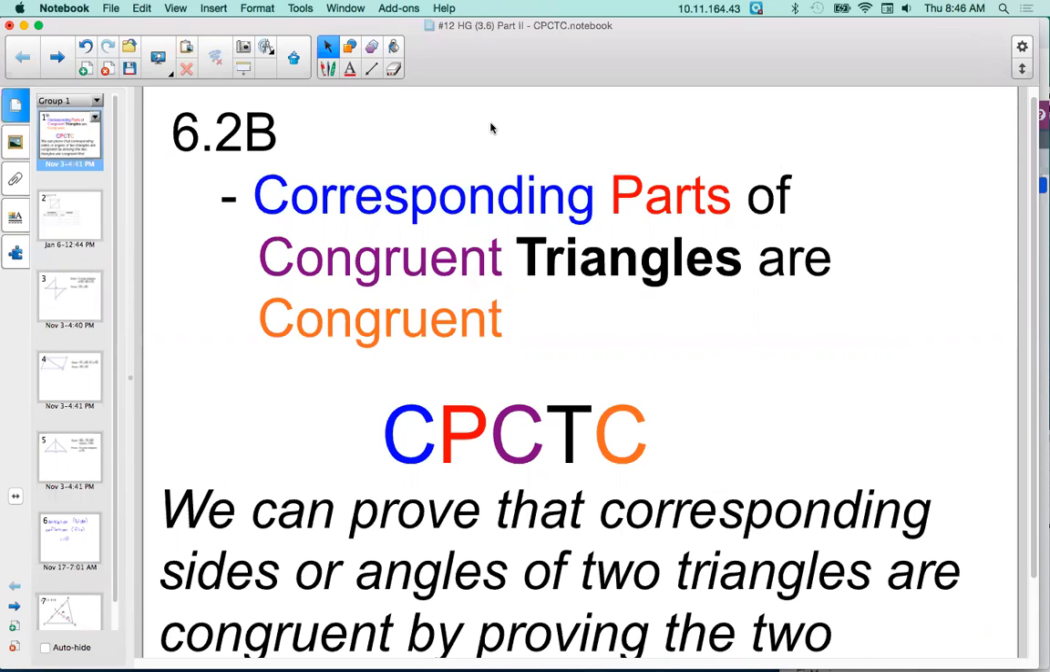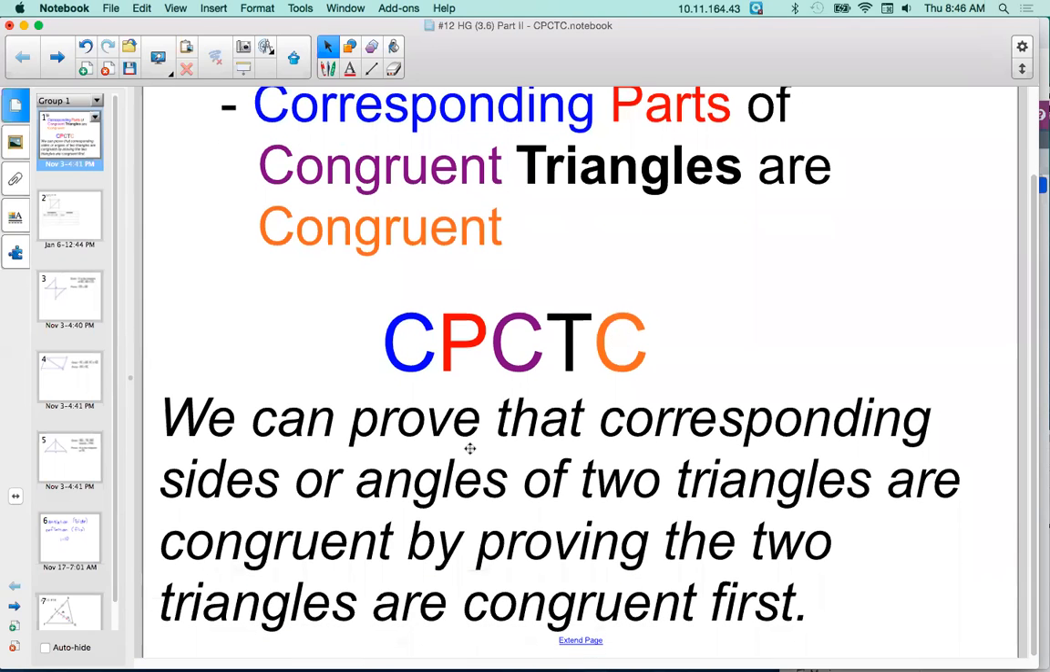All right, so this is 6.2b notes, and what we are going to be talking about here is this big, colorful 5 letters in the middle, CPCTC. What it stands for is corresponding parts of congruent triangles are congruent. And what it means is that we can prove that corresponding sides or angles of 2 triangles are congruent by proving that 2 triangles are congruent first.